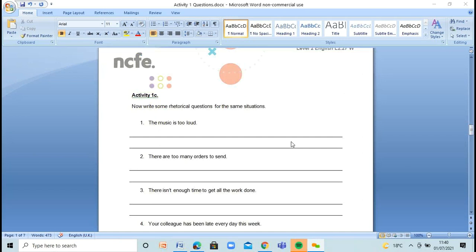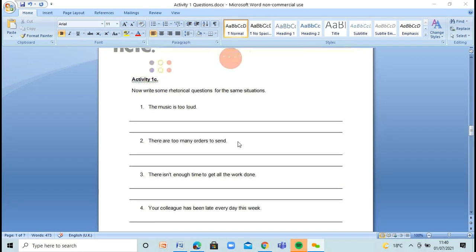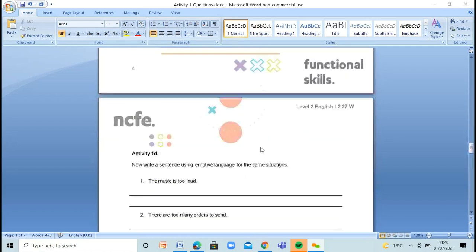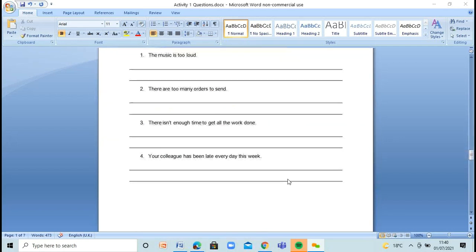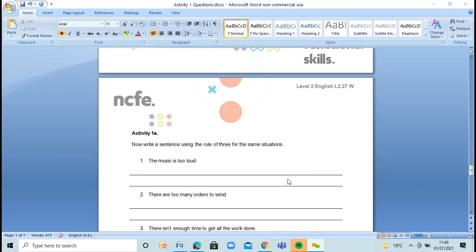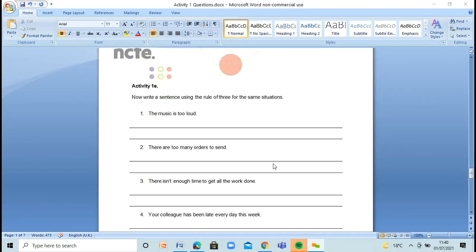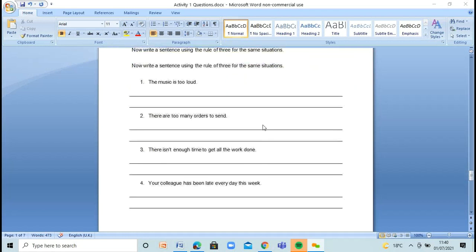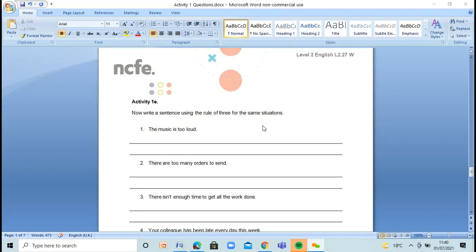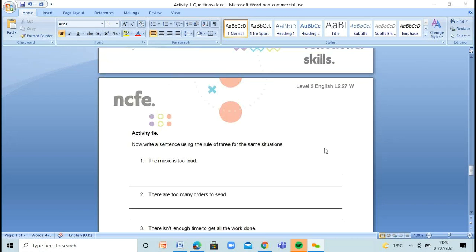Then you've got the same sentences again, and then this time they're asking you to change it into a rhetorical question. Then they're asking you to change it into emotive language. And then they're asking you to change it into the rule of three. So I've got the music is loud, loud, loud. Oh, that will be repetition. See, even I make mistakes sometimes. So you would go, the music is loud, proud, and stout or something. So you just go 3 different words to repeat it.